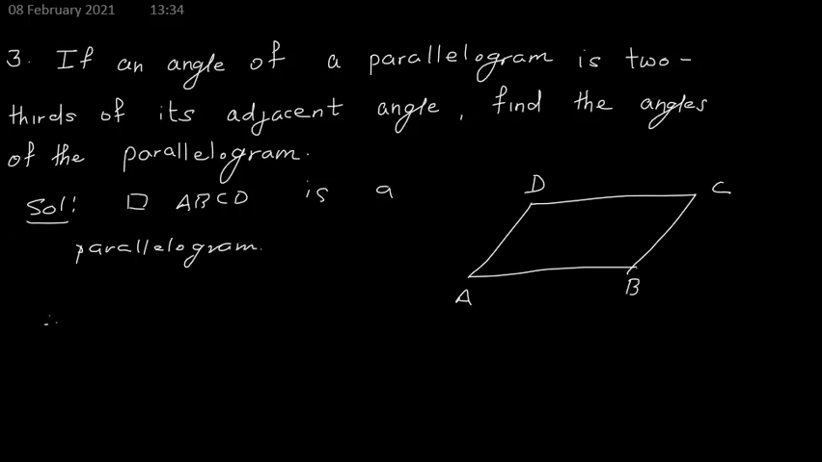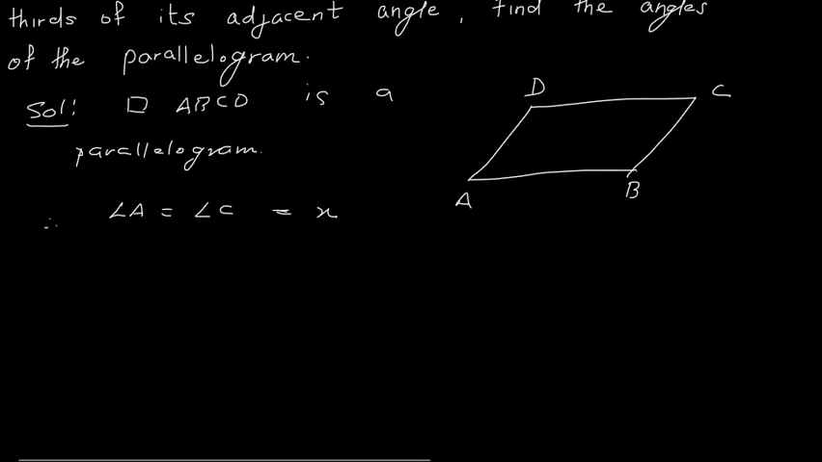Therefore, angle A is equal to angle C. Let us consider this as angle x. And angle B is equal to angle D. Let us consider this as y. So this angle is x and this angle is y.